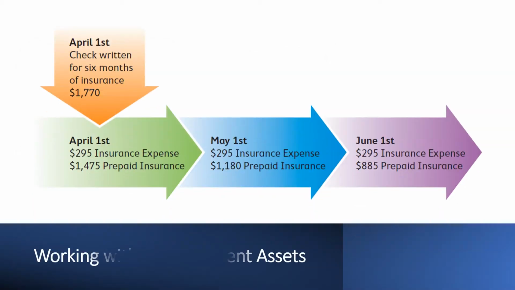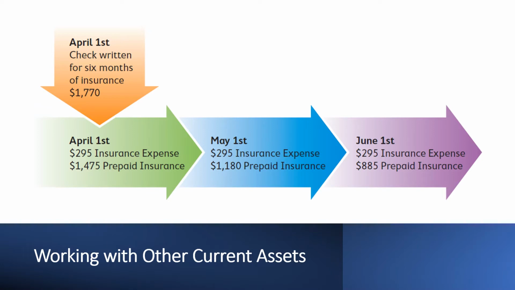Working with other current assets. Companies use other current assets to help them match their expenses to income within the same reporting period. This is an essential aspect when you use the accrual basis of accounting, which means that expenses are recorded when accrued, not when cash is paid.